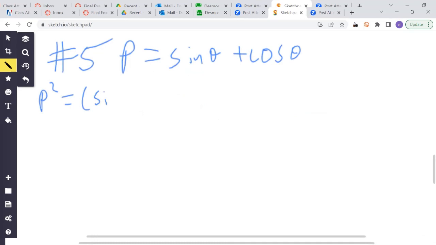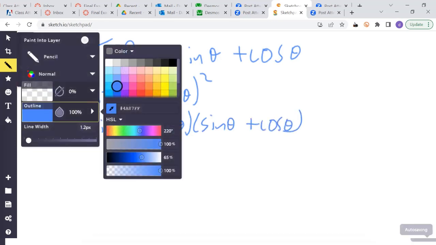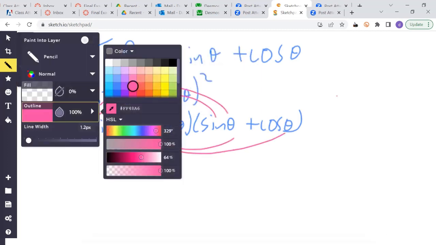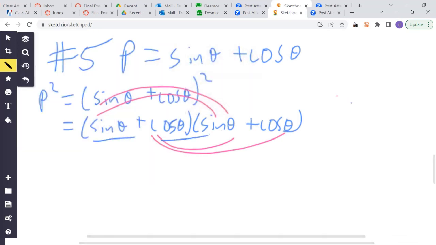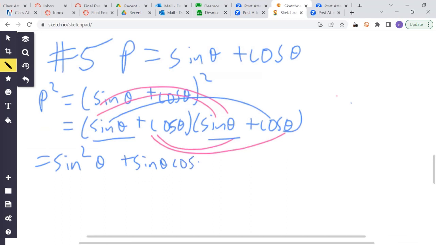So P squared is P times P, right? So if it's P times P, you have to write it twice. You square something, you write it twice. Now in pink, let's go FOIL, distributive property. So we get sine times sine, so that's sine squared. Then sine times cosine is sine cosine. Now the inside is again sine times cosine. And in the back, cosine times cosine is cosine squared.